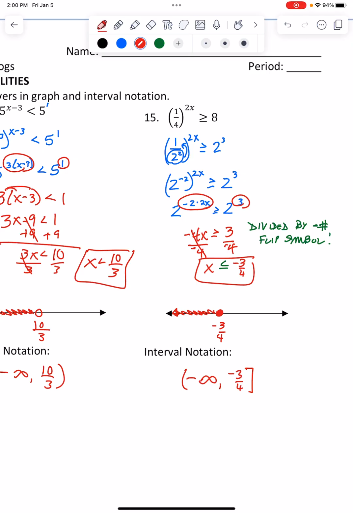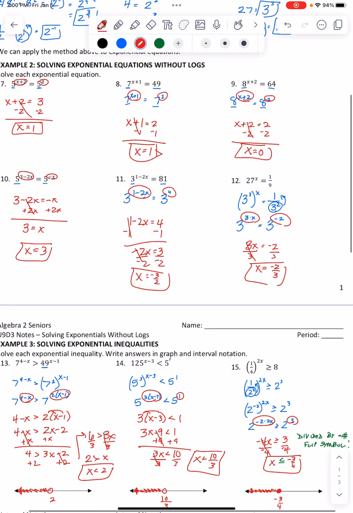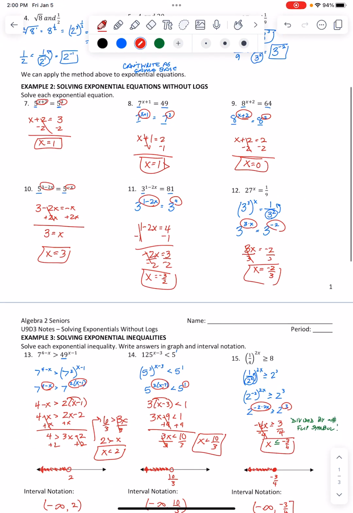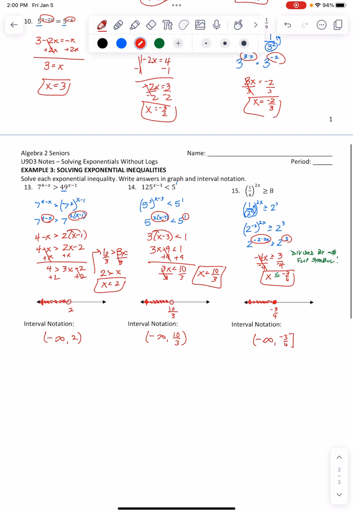Okay? So again, whole goal of these is to make both sides have the same base, so we can just basically eliminate the bases and just worry about the exponents.